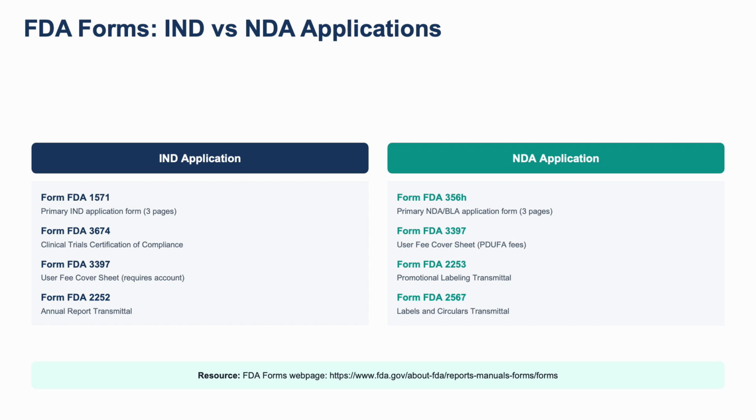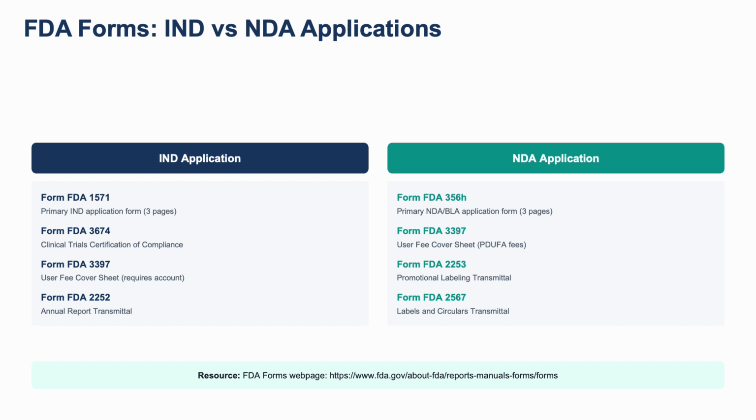Form FDA 3397 is the user fee cover sheet, but note that you need an FDA user fee account to generate this form. Form FDA 2252 is the annual report transmittal for ongoing IND maintenance. For NDA applications, Form FDA 356H replaces the 1571 as the primary application form for marketing authorization. The NDA also requires Form 3397 for PDUFA user fees, Form 2253 for transmitting promotional labeling materials, and Form 2567 for transmitting final labels and circulars.